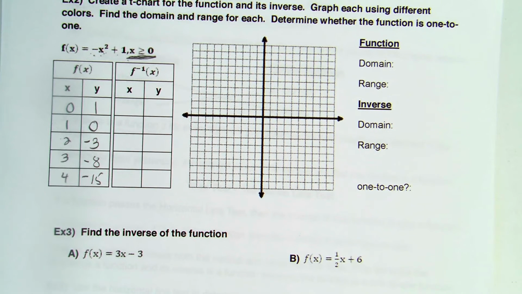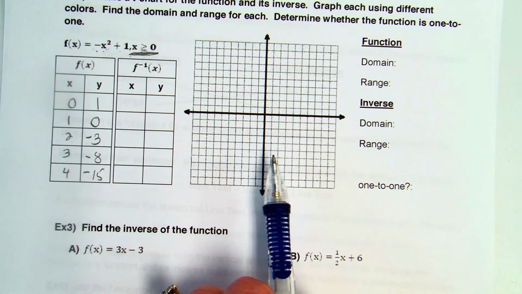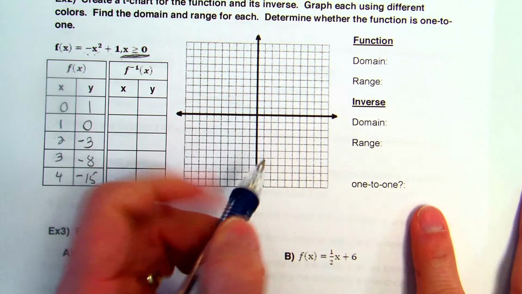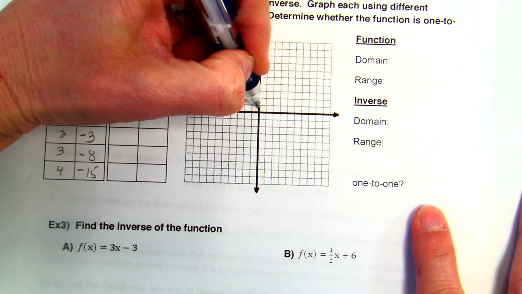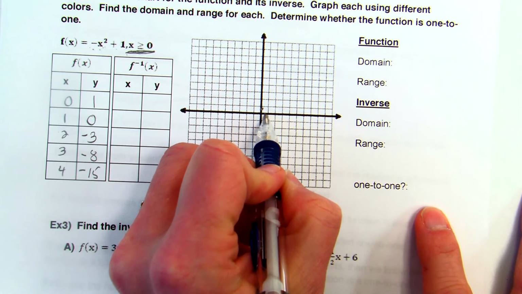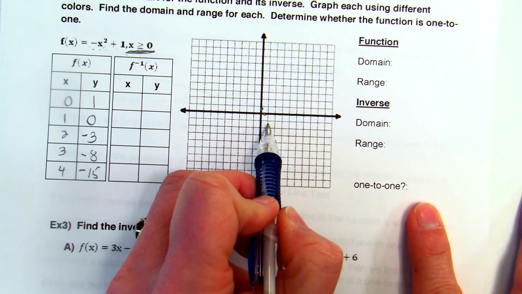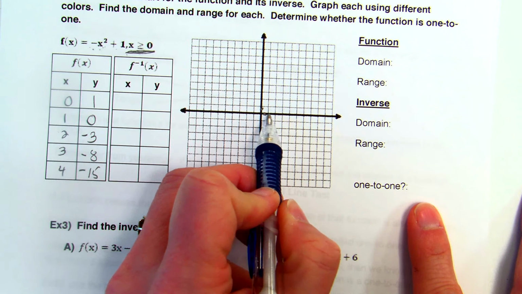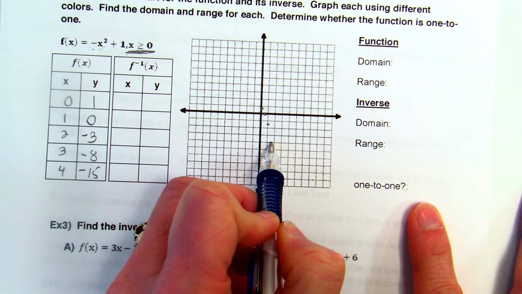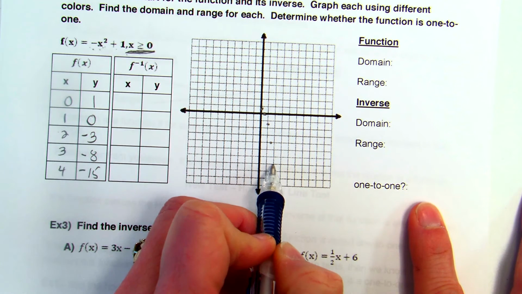Now I'm going to graph. I know this is a 10 by 10, so I'm going to go by 2s on my graph, okay? So I'm going to go over 0, up 1. Over 1, up 0. Y'all don't let me graph it wrong. Over 2, down 3. Over 3, down 8. 4, 6, 8. I'm going by 2s. And over 4, down 15. So there's negative 8, 10, 12, 14, 15.